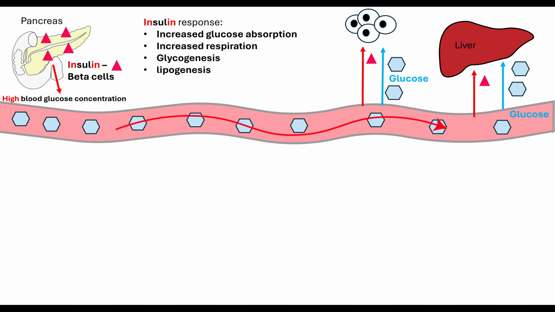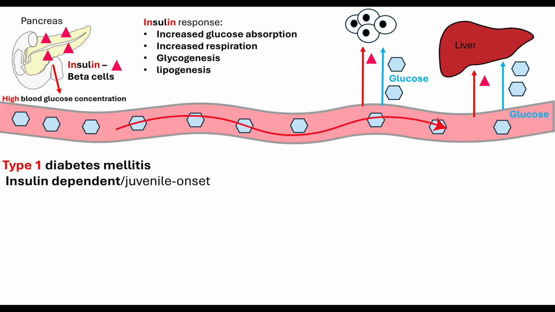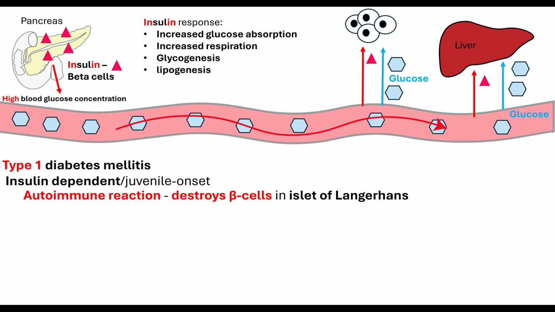So what happens if someone has got diabetes? Well, there's two types. The first one we're going to talk about is type 1 diabetes. This is insulin dependent. What this means is that the person has what's known as an autoimmune reaction. Their immune system is destroying their beta cells in the islets of Langerhans, and because of that, they're not able to produce their own insulin. And that becomes a real problem if their blood sugar levels get too high.